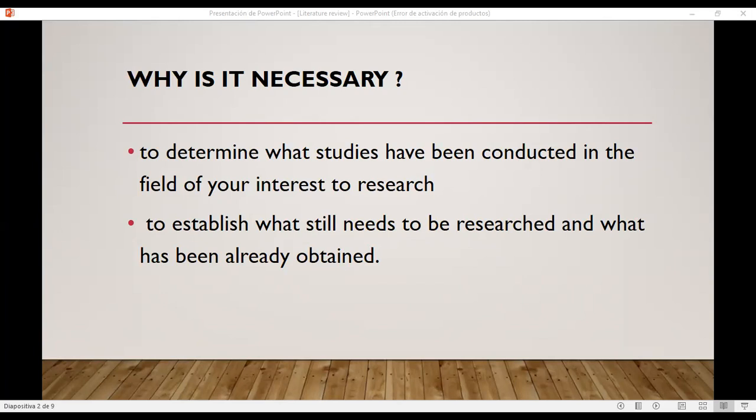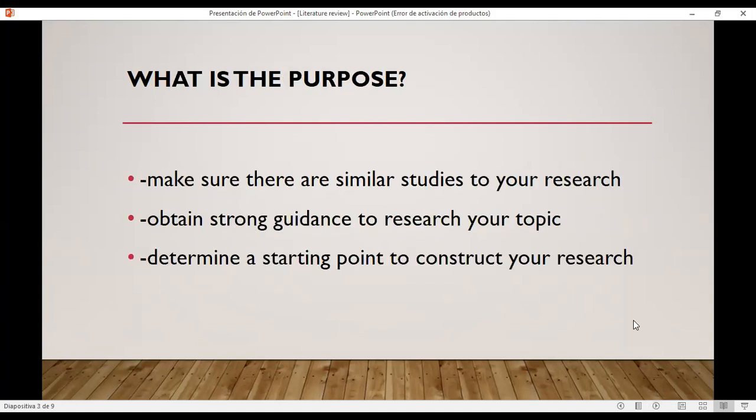So that is how we justify the reason. Why is it necessary? Let me see the next. And what is the objective? What is the aim? We need to make sure that there are studies similar to our research. Imagine if we have an issue and nobody studied or investigated it before. It is kind of difficult to be the first.